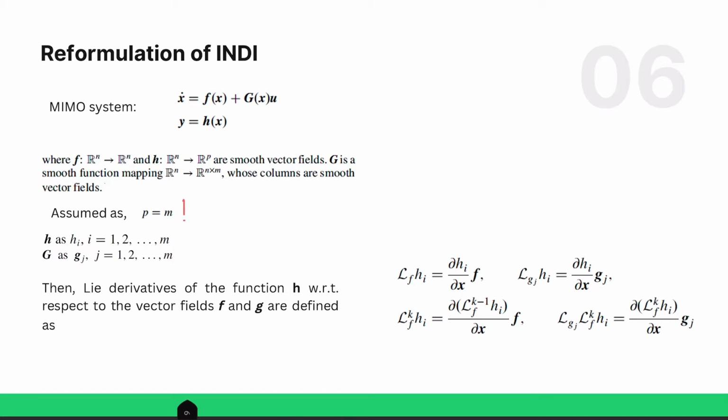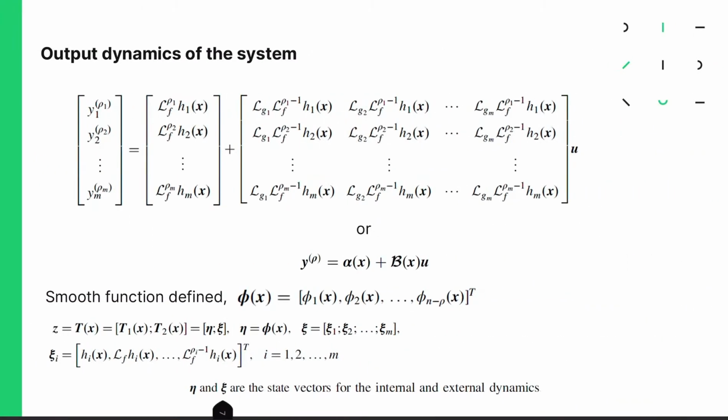So here we have the formulas. As we know from the explanation, the Lie derivatives of the function h with respect to the vector fields f and g are defined as in these formulas. Then the output dynamics of the system can be represented in this matrix form or just as an equation like this. After that, in the paper, a smooth function and a z transformation function are also defined, and here we have two variables, nu and xi, which are the state vectors for the internal and external dynamics.